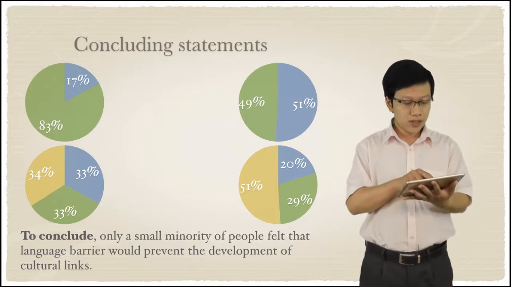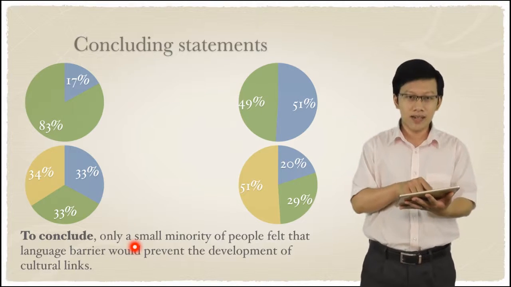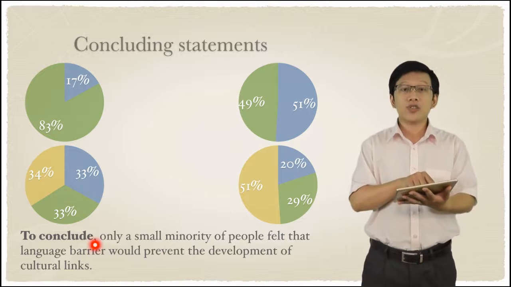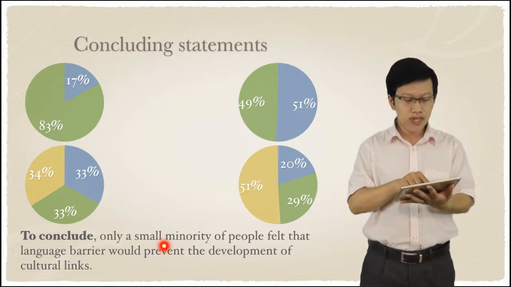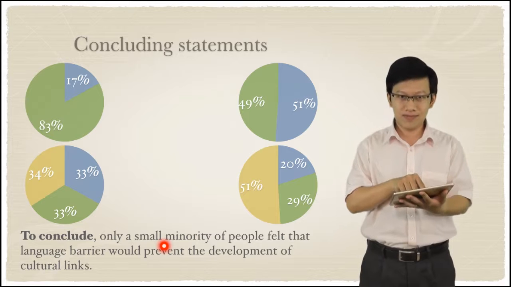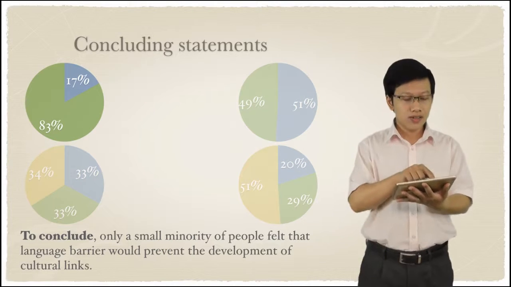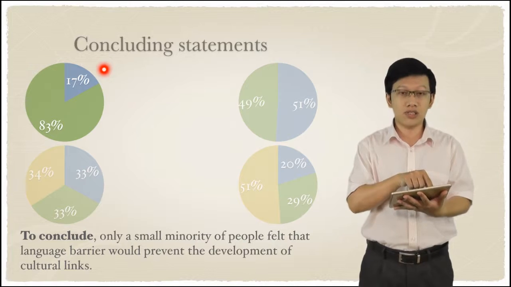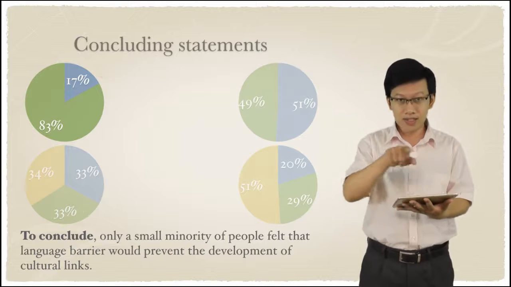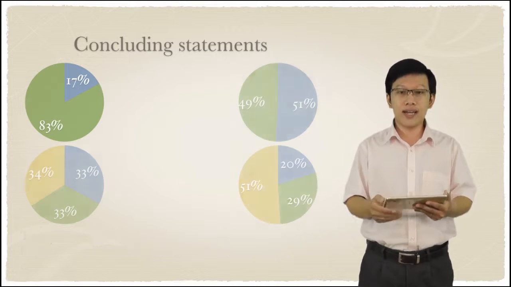Now let's see. To conclude, only a small minority of people felt that language barrier would prevent. So the phrase is to conclude. Remember this. To conclude. And we say only a small minority. Which one? I think it's going to be the first one. Here, 17. This may refer to the small minority. Now this depends on the kind of pie chart that you have. Let's try another one.